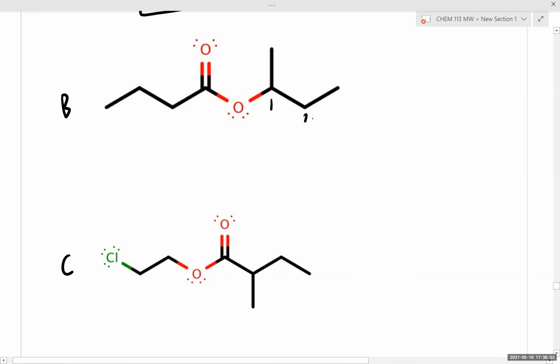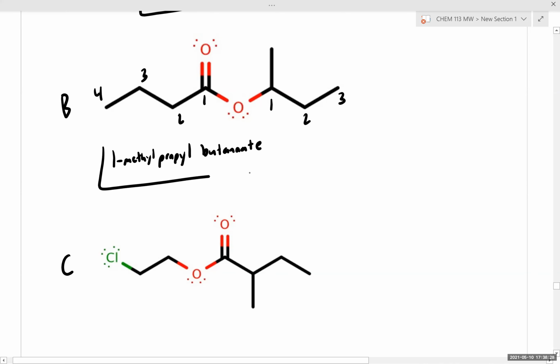So let's put some locant numbers into place. So first we name our alcohol side chain. So we call this 1-methylpropyl. And then again, we have a 4-carbon chain. So rather than butane, our carboxylate chain is named as butanoate. So this compound can be called 1-methylpropyl butanoate.